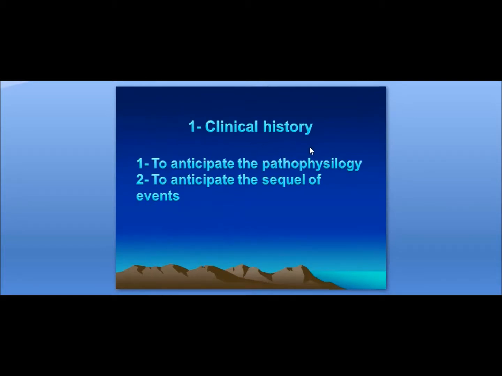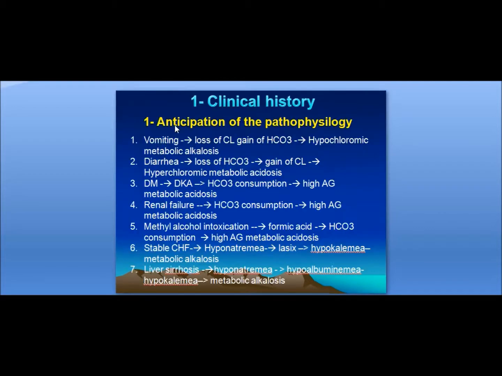Clinical history. Study of the clinical history is important for 2 things. Number 1, to anticipate the pathophysiology. Number 2, to anticipate the sequelae of events. Anticipation of the pathophysiology, like what? If the patient is vomiting, he's going to lose chloride and gain bicarbonate, to develop hypochloremic metabolic alkalosis. If the patient develops diarrhea, he will lose bicarbonate and gain chloride, to develop hyperchloremic metabolic acidosis.